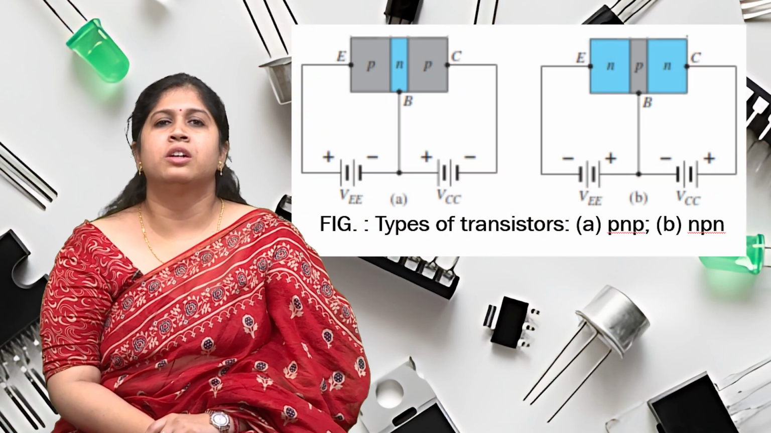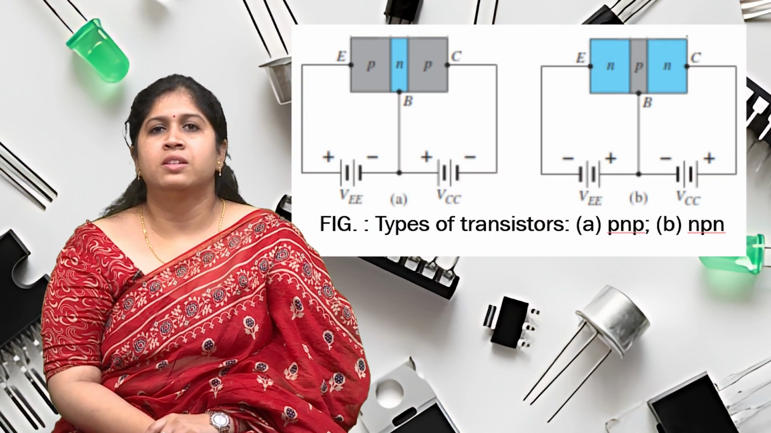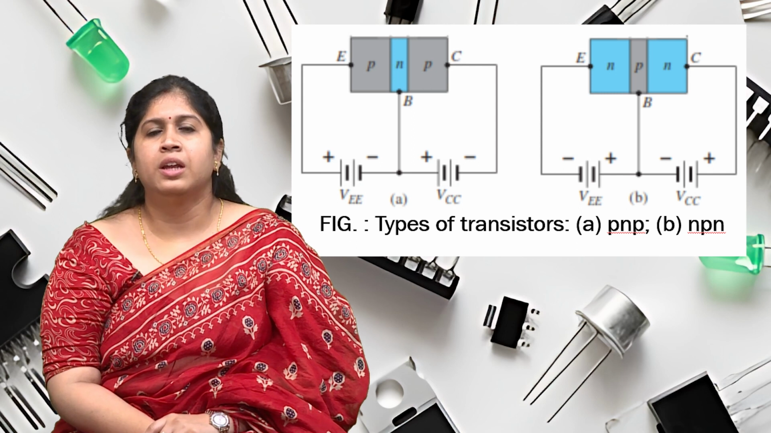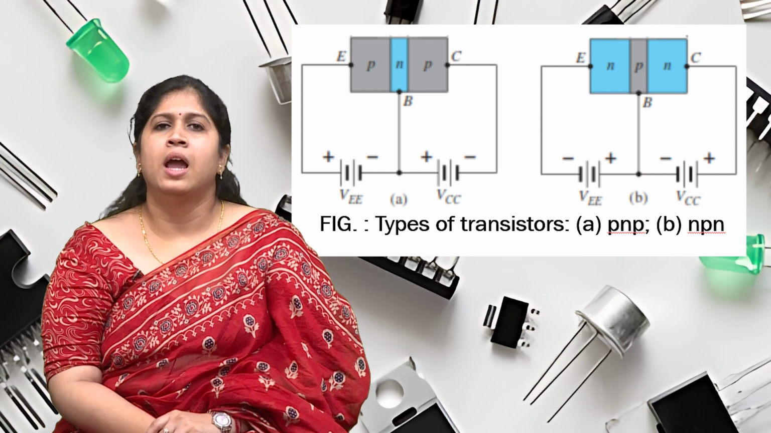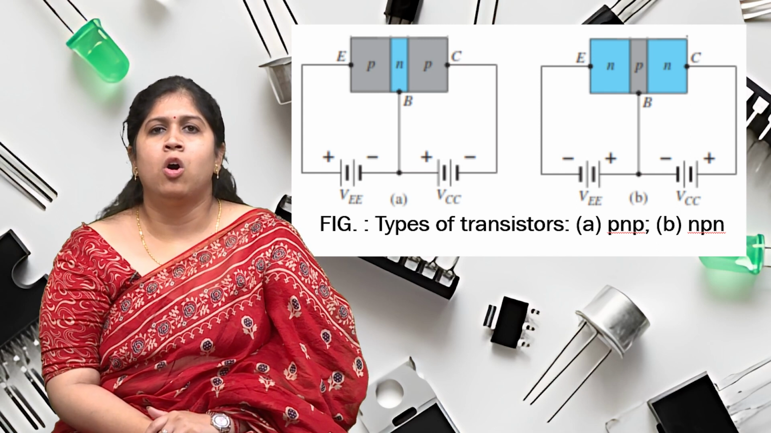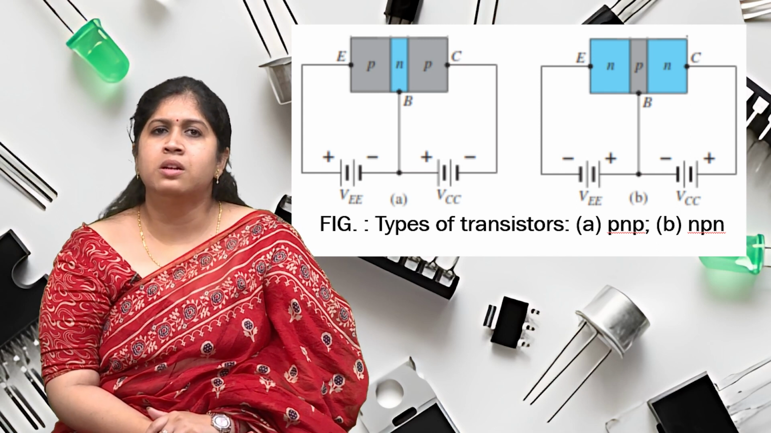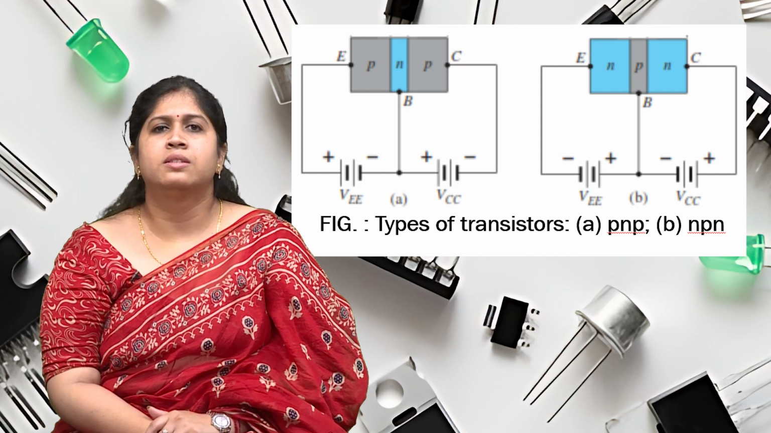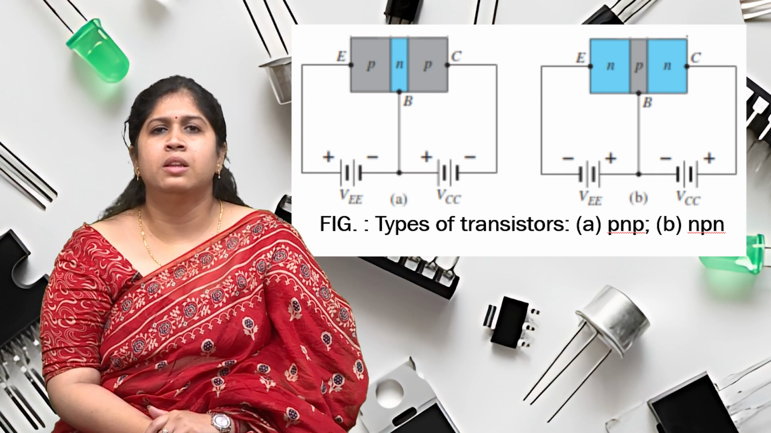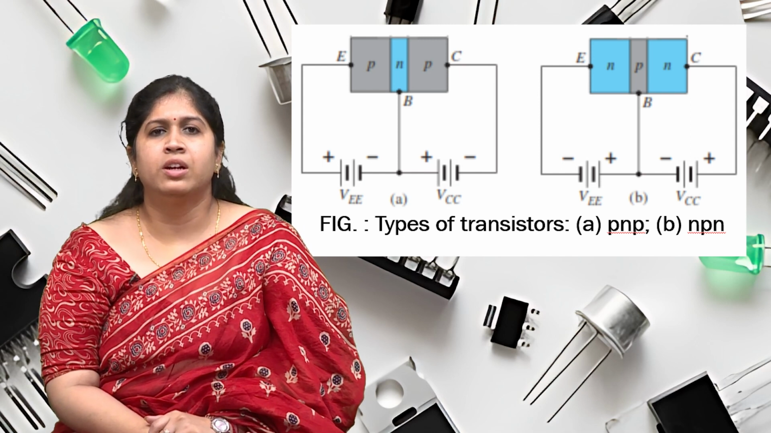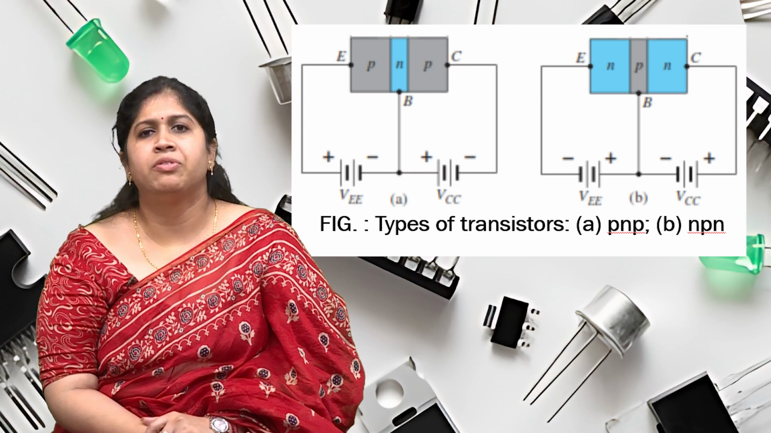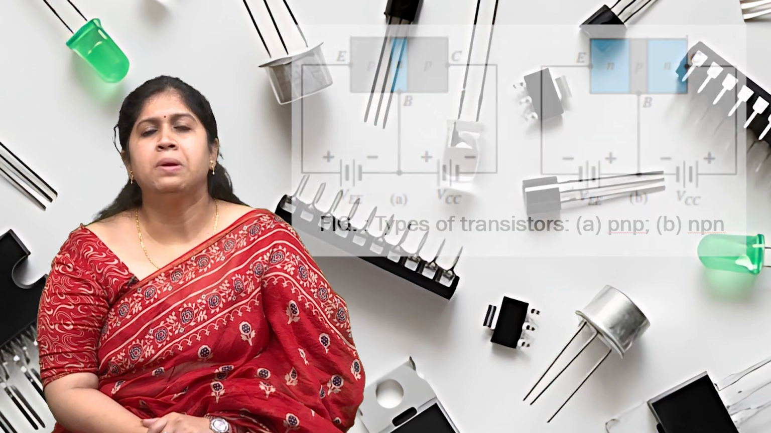The figure below shows types of transistor in which figure A is the PNP type and figure B is NPN type. The operation of the NPN transistor is exactly the same, with the roles played by the electrons and holes interchanged. Figure A shows the PNP and figure B shows the NPN.